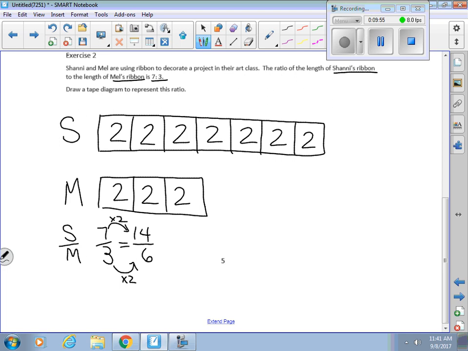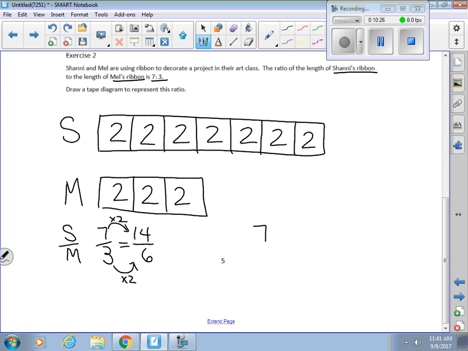Does that have the same value as 7 to 3? Yes, it does. If ratios simplify down to the same simplest form, they are considered to have the same value. They are equivalent ratios. Okay? You guys did ratios a lot in 5th grade when you were doing fractions. All right? You did equivalent fractions in 5th grade. Now we're just changing them to ratios and expanding that a bit.